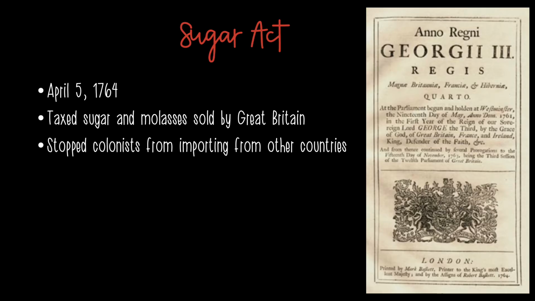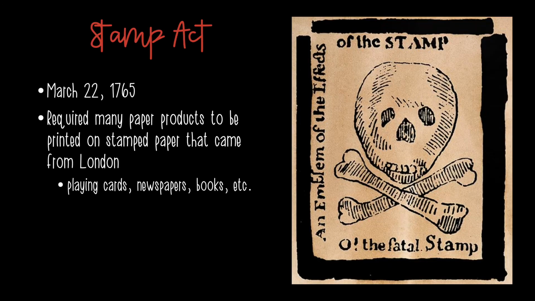The first tax Parliament levied was the Sugar Act. On April 5, 1764, Parliament passed the Sugar Act, which placed a tax on sugar and molasses that was being imported into the colonies. It also attempted to stop the colonists from smuggling sugar into the colonies from countries other than Great Britain. Next came the Stamp Act.